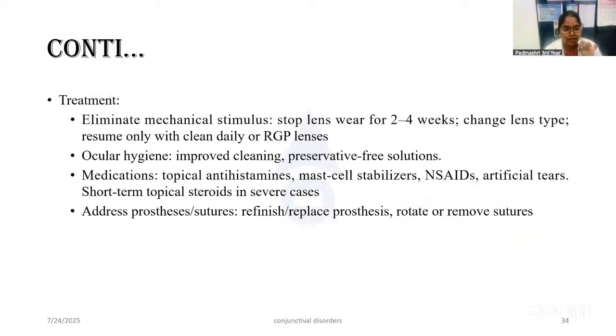Treatment: to eliminate the mechanical stimulus, stop lens wear for 2 to 4 weeks. Change lens type, resuming only with clean daily disposable or RGP lenses. Ocular hygiene: improve cleaning and use preservative-free solution. Medications like topical antihistamines, mast cell stabilizers, NSAIDs, artificial tears, and short-term topical steroids in severe cases. Address prosthesis and sutures: refinish or replace the prosthesis and rotate or remove sutures.